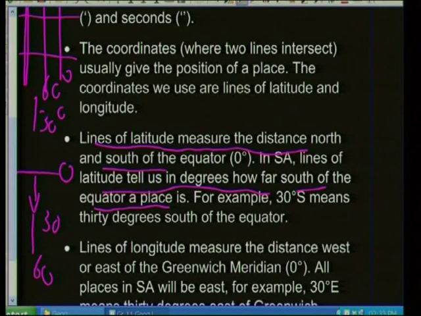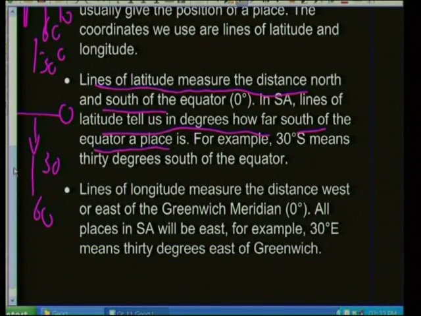All right. And then lines of longitude obviously are this way. And we've got the Greenwich meridian, which is 0 degrees, and of course it increases as we move out. All right.